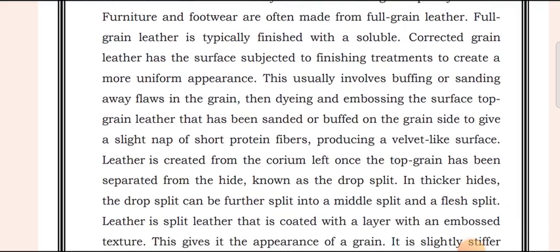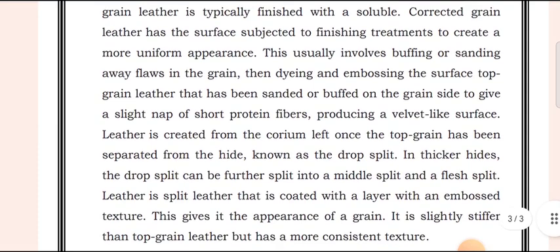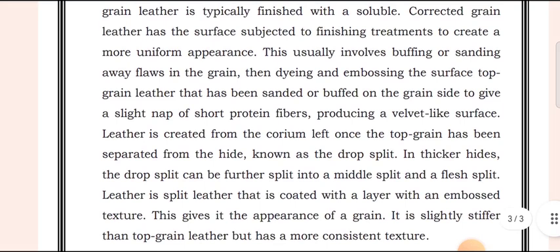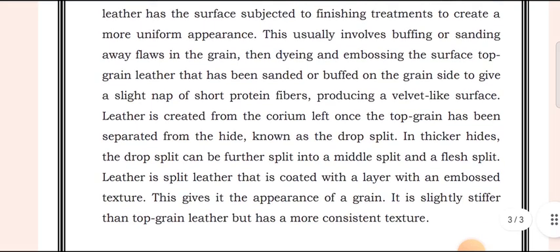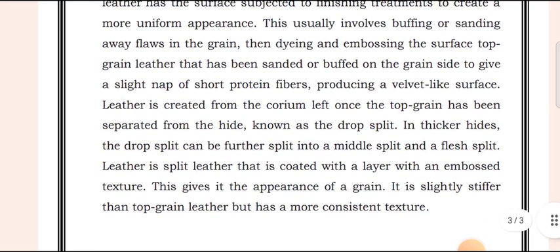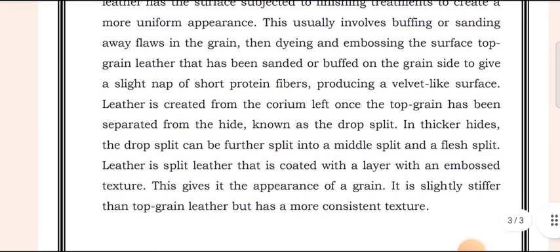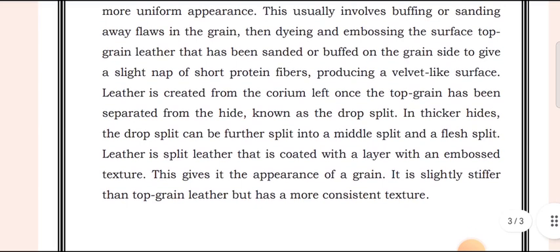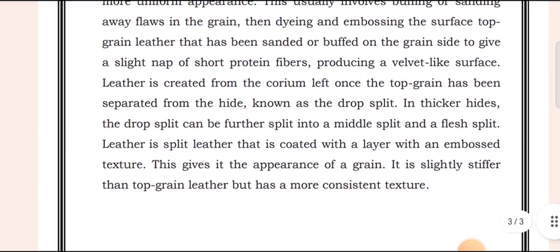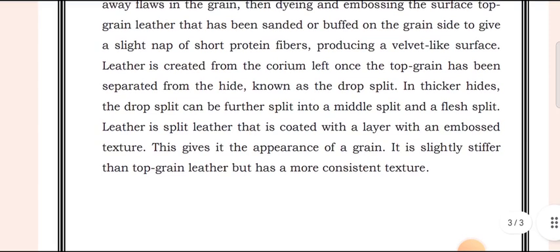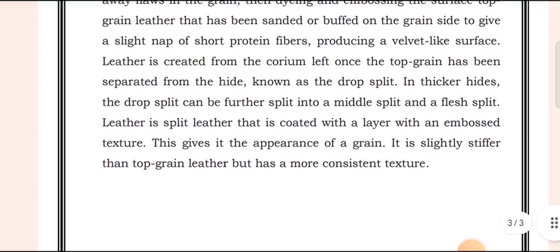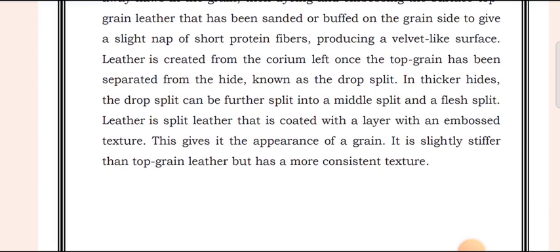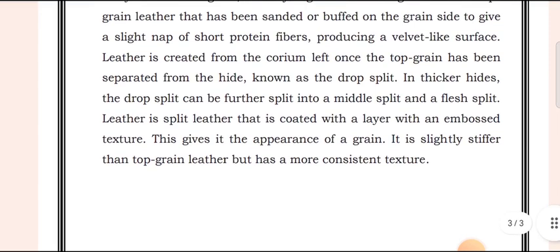Corrected grain leather has the surface subjected to finishing treatments to create a more uniform appearance. This usually involves buffing and sanding away flaws in the grain, then dyeing and embossing the surface. Nubuck is top grain leather that has been sanded or buffed on the grain side to give a slight nap of short protein fibers, producing a velvet-like surface.